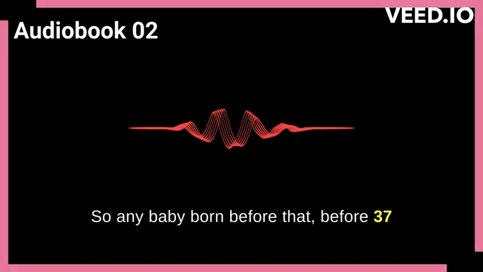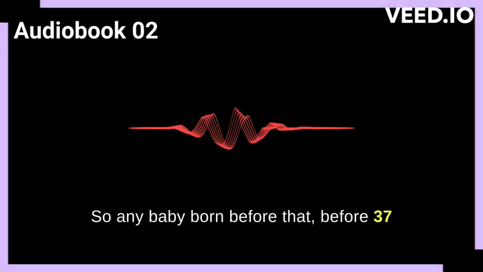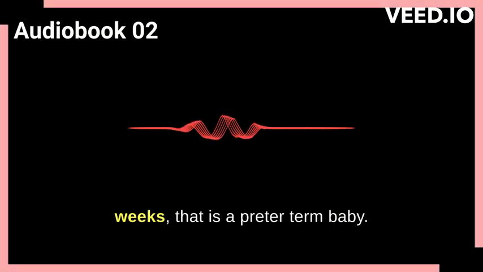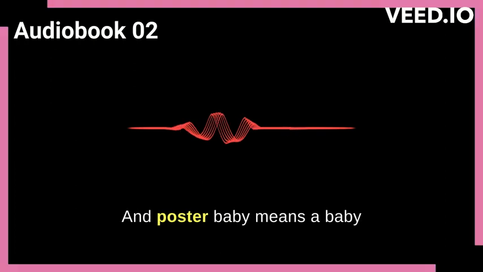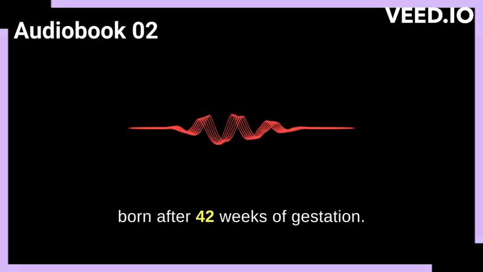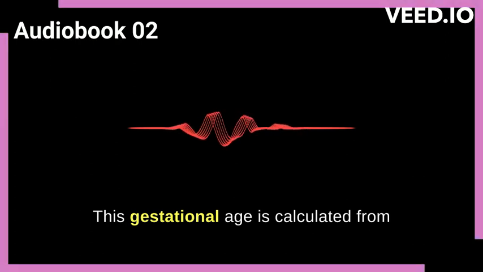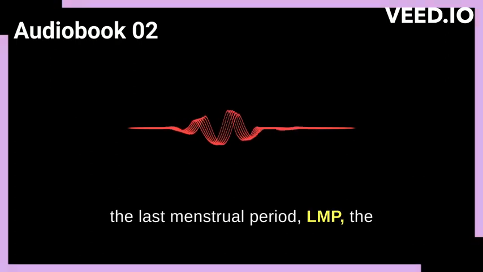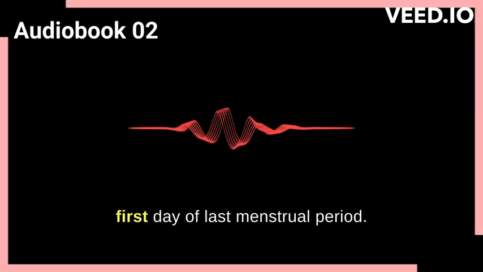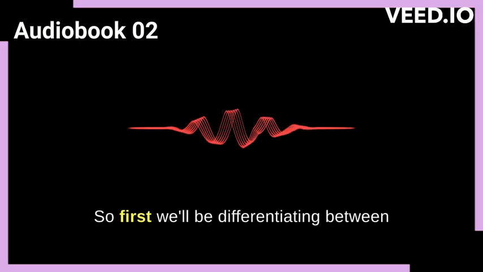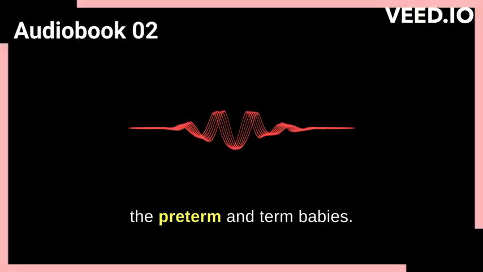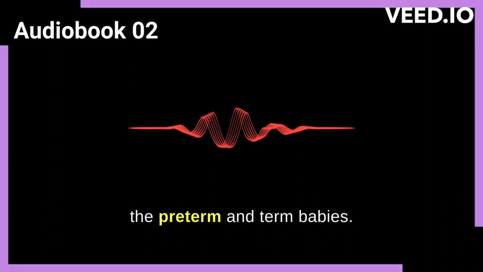Any baby born before that, before 37 weeks, is a preterm baby. And a postterm baby means a baby born after 42 weeks of gestation. This gestational age is calculated from the last menstrual period, LMP, the first day of the last menstrual period. So first we will be differentiating between the preterm and term babies.